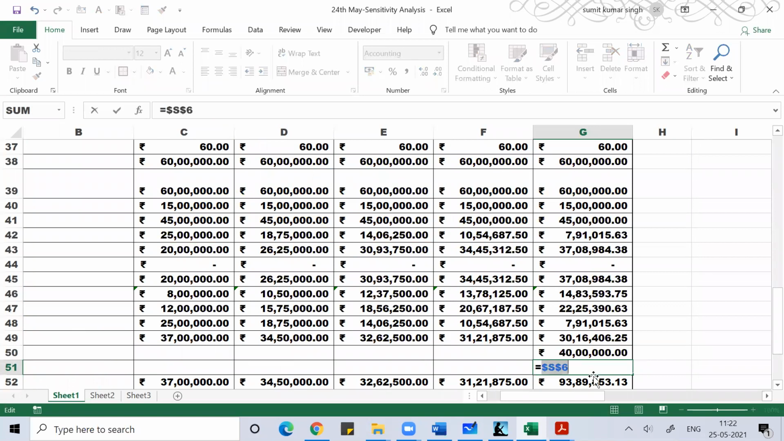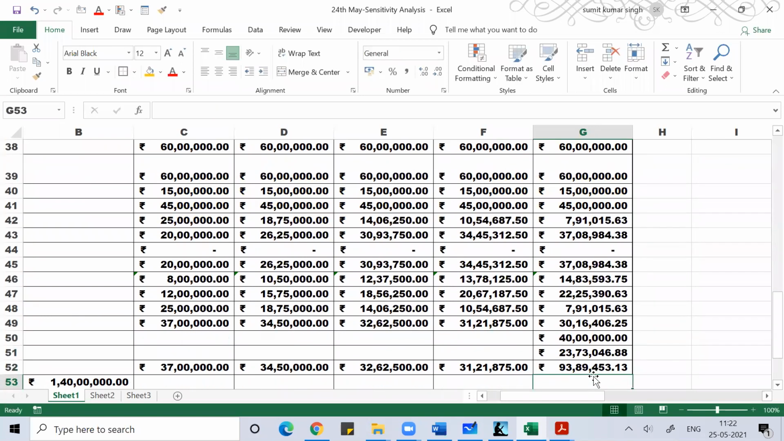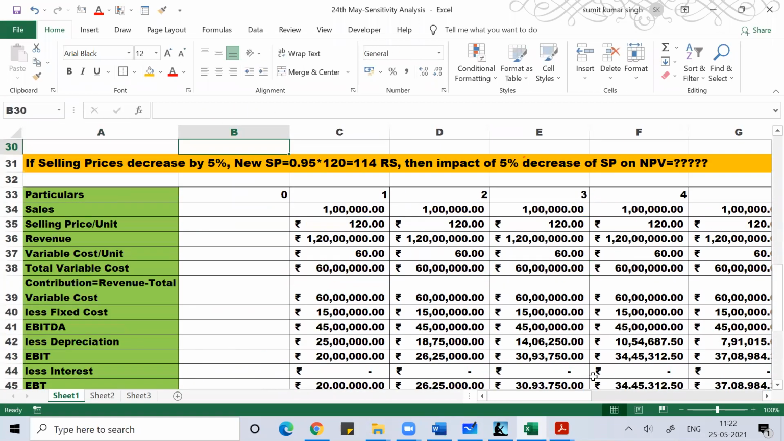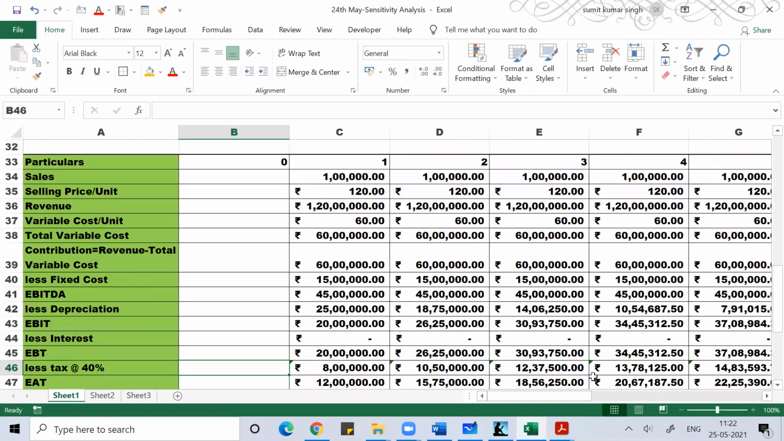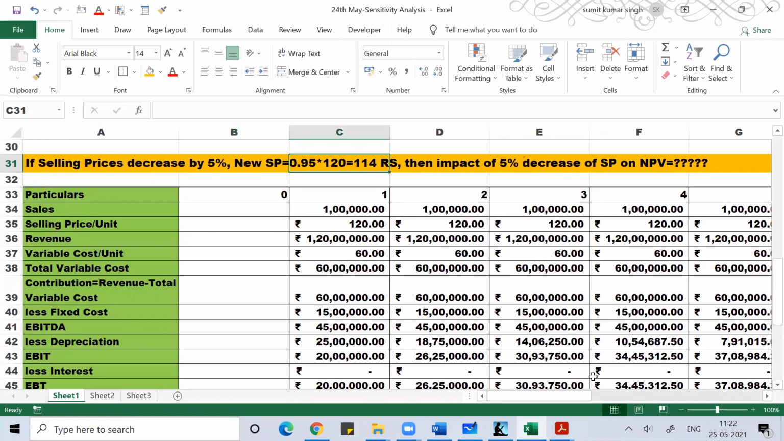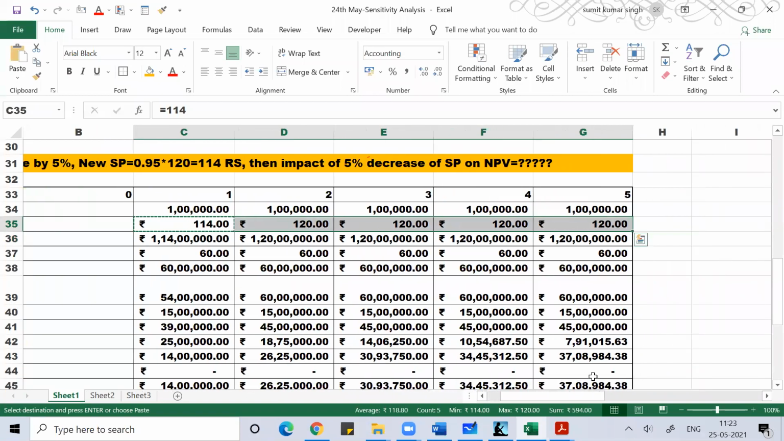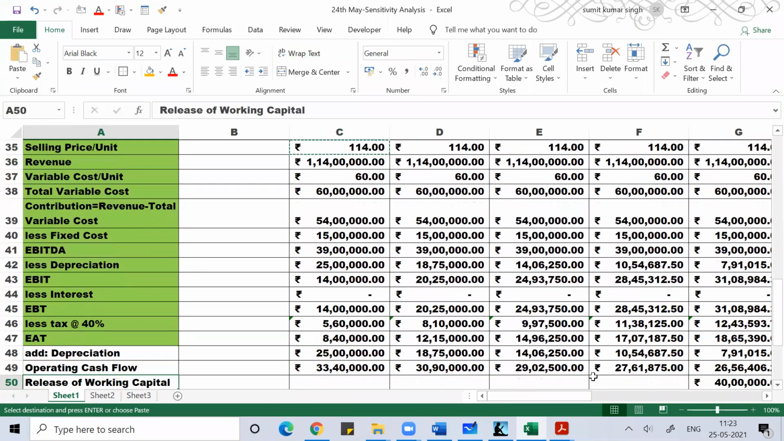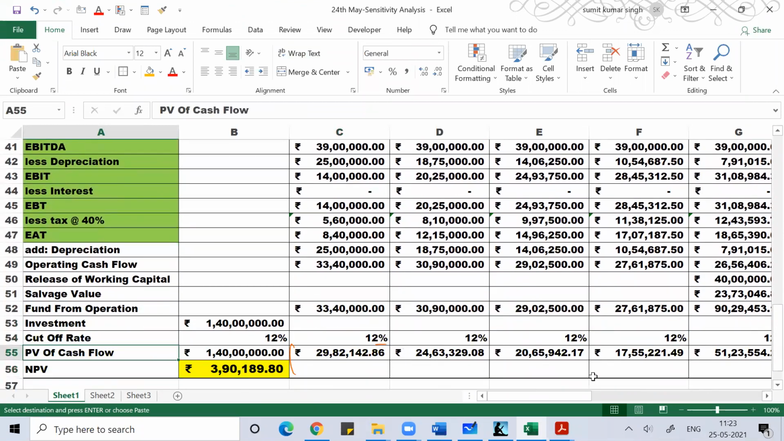Let me fix this cell. So if I change the salvage value, I should get the same NPV, 16,87,000, correct. Now, if I decrease the selling price by 5%, means it would become 114 rupees. The selling price becomes 114 rupees. Then you can see the impact on NPV. Then this much is your NPV.